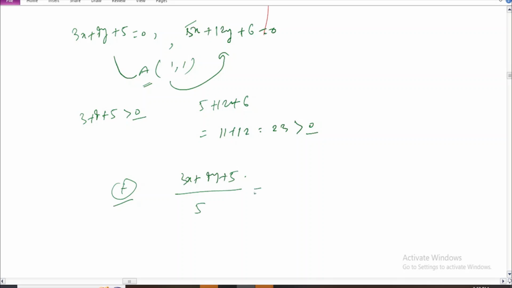So this one is 5, this one is plus, and (5x + 12y + 6)/13. So this is our line, the angle bisector containing the particular point.